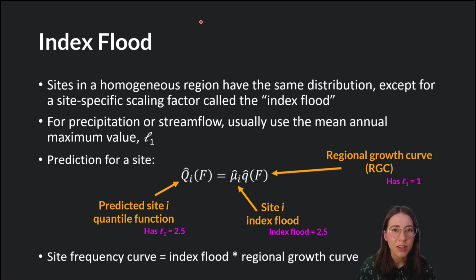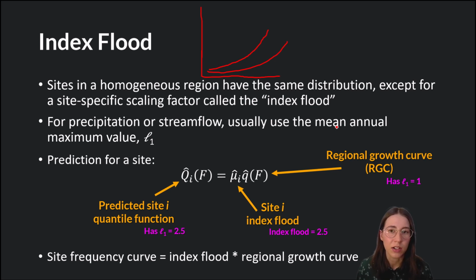And let's show an example of what that might look like. Let's say here we have a regional growth curve that has a mean equal to 1. We multiply that by our site index flood, which scales up the curve to yield our predicted site frequency curve. So as we saw in the table on the previous slide, index flood uses the at-site mean and the regional average, dispersion, and skew, which is how we develop the regional growth curve. This is helpful because it gives us more robust estimates of the dispersion and the skew as opposed to using just an at-site value for all parameters.